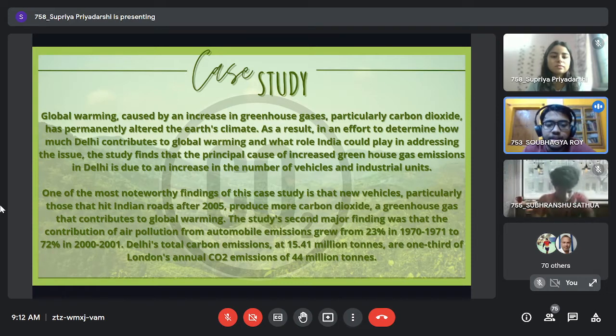The study's second important result was that automotive emissions contribute about 72% of all air pollution in the period of 2000 to 2001, up from 23% in 1970 to 1971. Delhi's total carbon emissions, at about 15.41 million tons, are one-third of London's annual carbon emissions of 44 million tons.